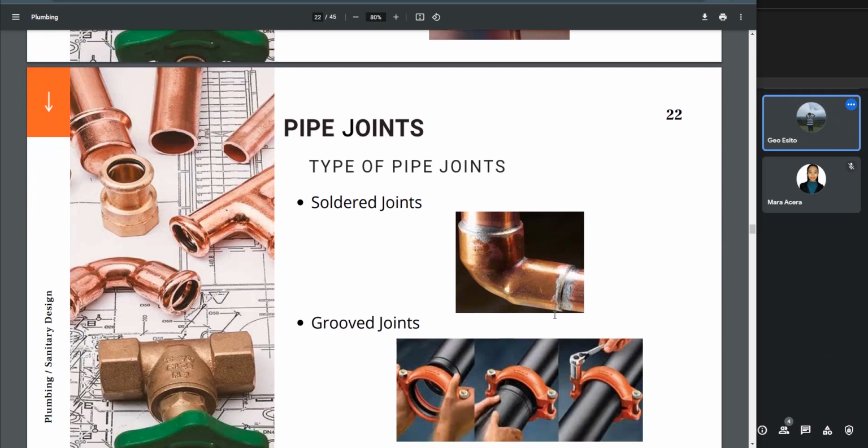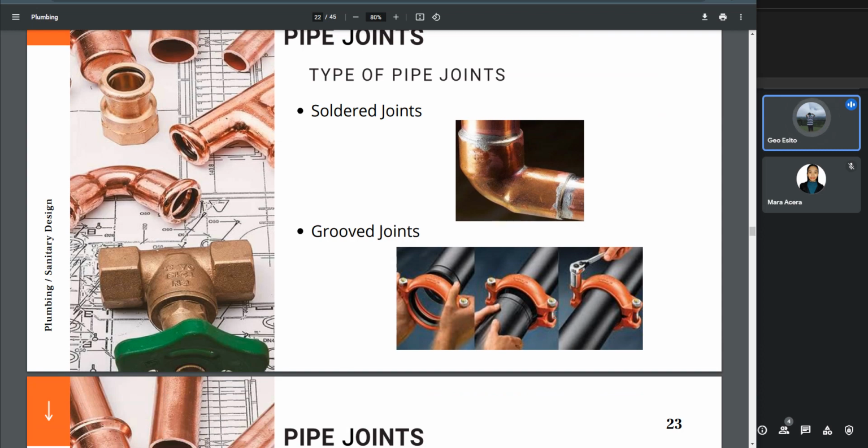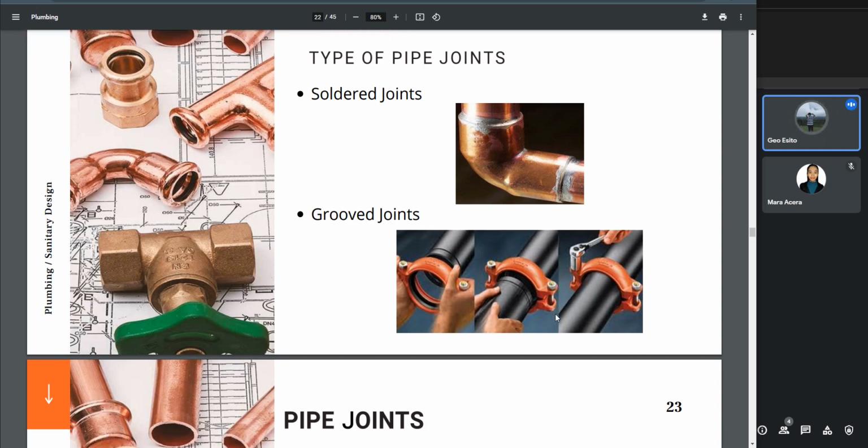Next is the solder joints. In soldering, the filler material melts below 840 degrees Celsius. Copper and copper alloy pipes are joined. Soldered joints are suitable for low temperature areas and have low mechanical strength. Next is the groove joints. When two pipes are joined together by making grooves at the end of the pipes with the help of sockets or couplings, these joints are called groove joints.